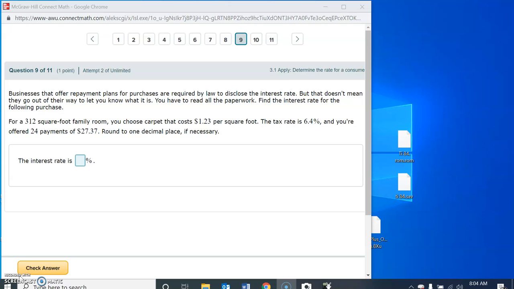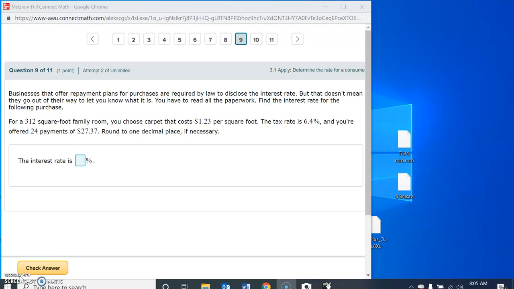It says here, businesses that offer repayment plans for purchases are required by law to disclose the interest rate, but that doesn't mean they go out of their way to let you know what it is. You have to read all the paperwork. Find the interest rate for the following purchase. For a 312 square foot family room, you choose carpet that costs $1.23 per square foot. The tax rate is 6.4%, and you're offered 24 payments of $27.37. Round to one decimal place if necessary.